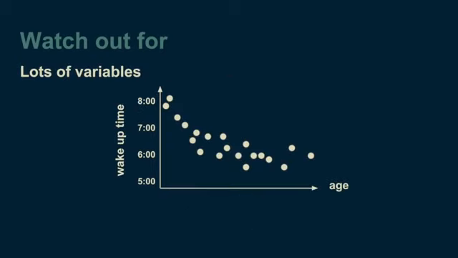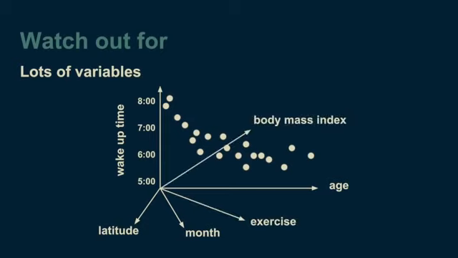Another thing to watch out for is having lots of variables. We started with a one-dimensional regression tree, then included month data to create a two-dimensional regression tree. Decision trees don't care how many dimensions we have. We could, for instance, also add latitude, the amount of exercise someone gets on a given day, their body mass index, and any other variables that we think might be relevant.